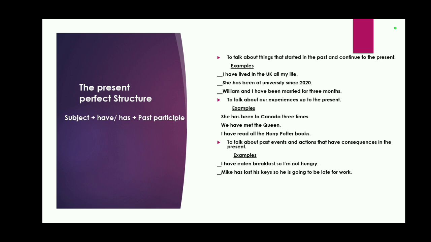The second way that we use the present perfect is to talk about our experiences up to the present. When we do this, we don't talk about exactly when something happened. We are just generally telling somebody about our life experiences. For example, she has been to Canada 3 times. We have met the Queen. I have read all the Harry Potter books.